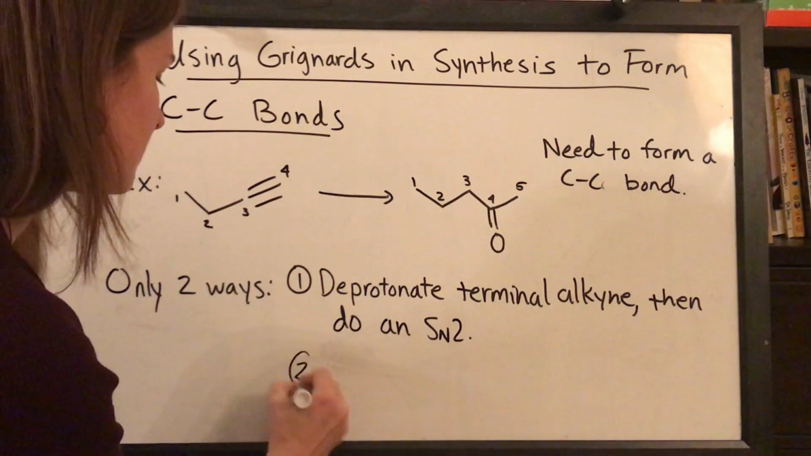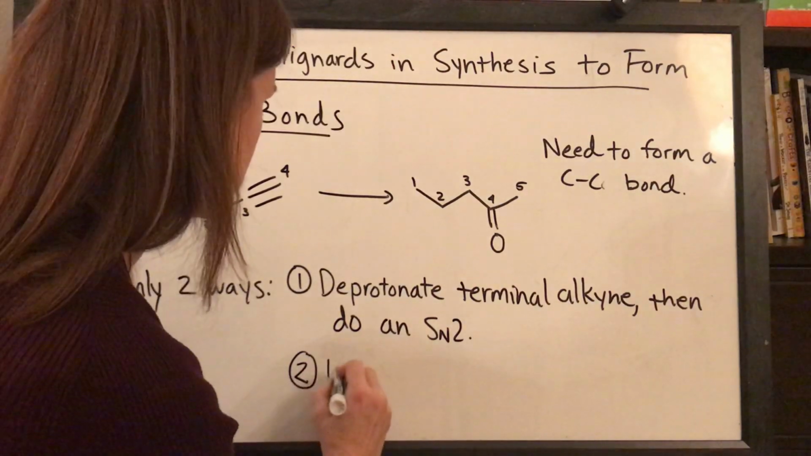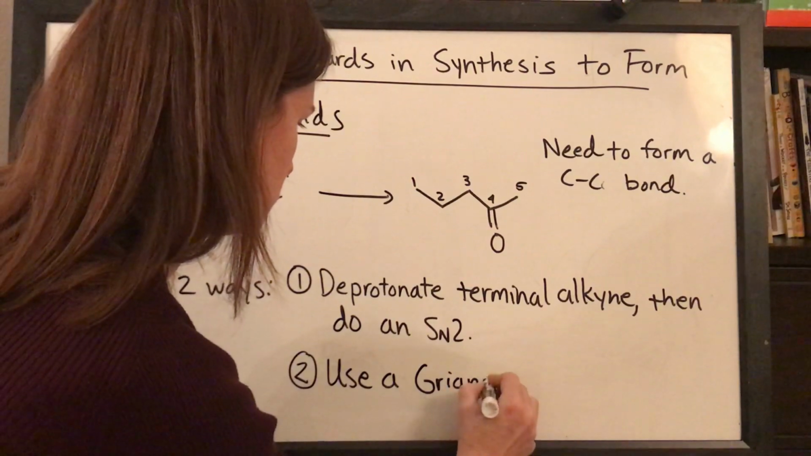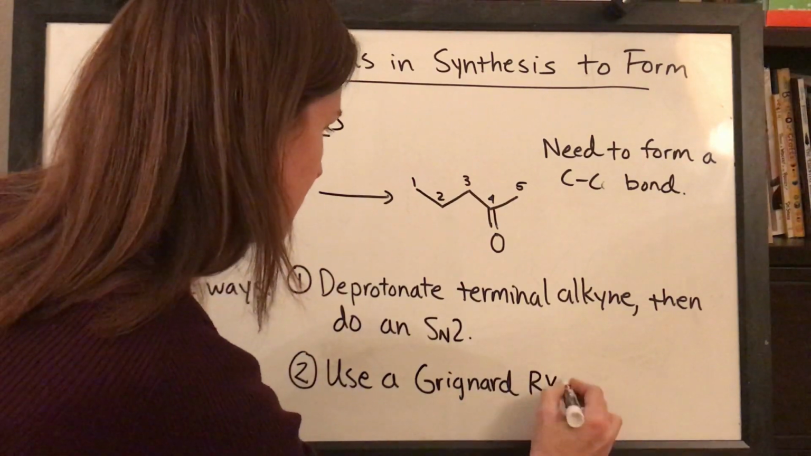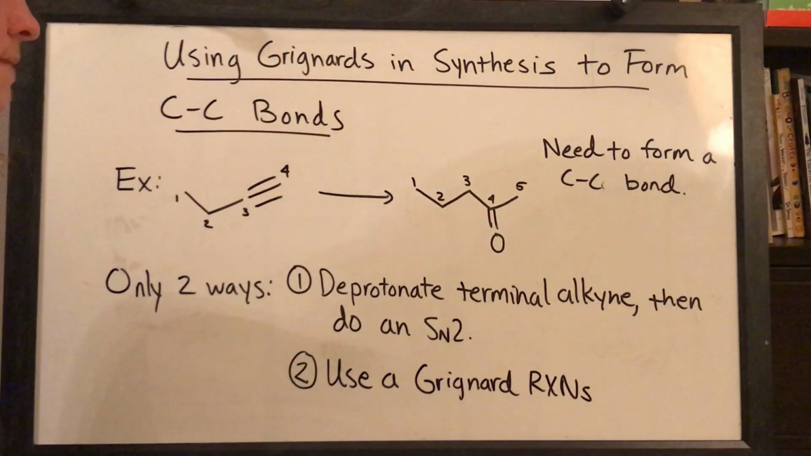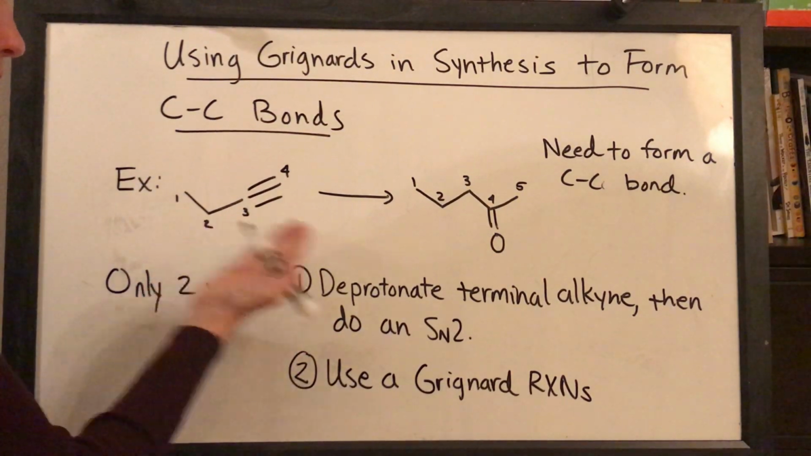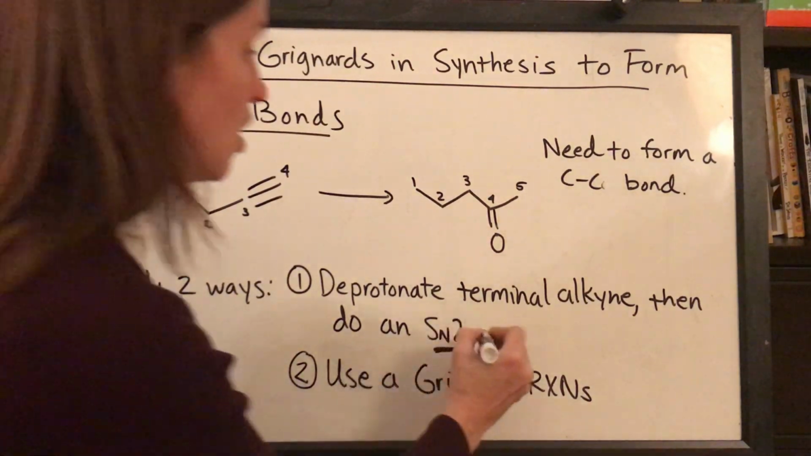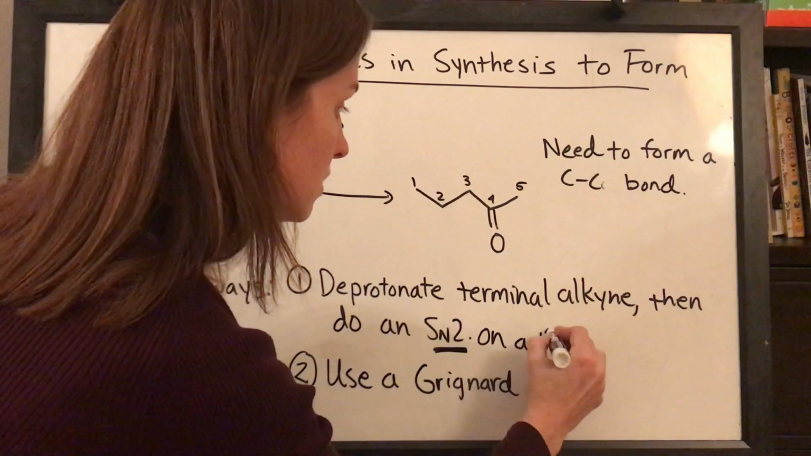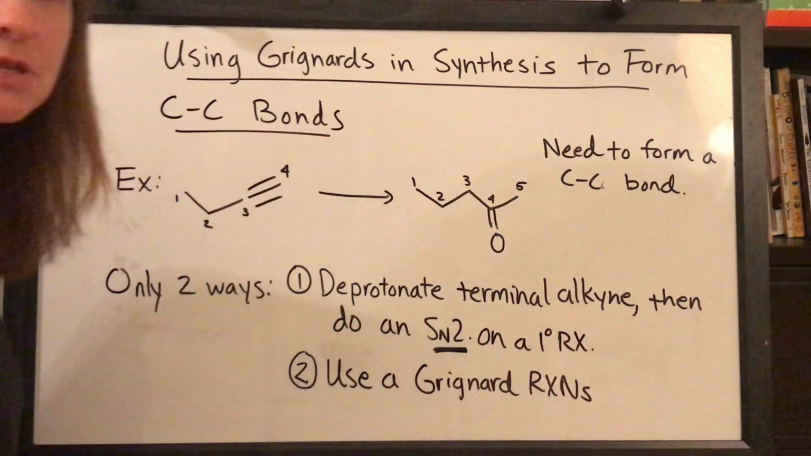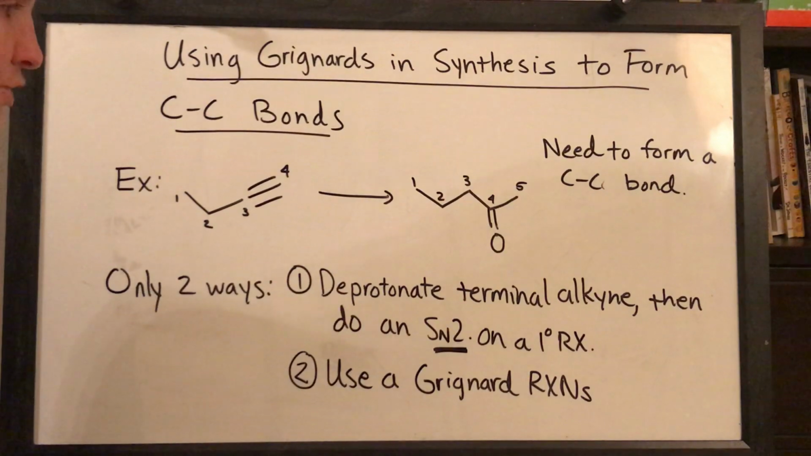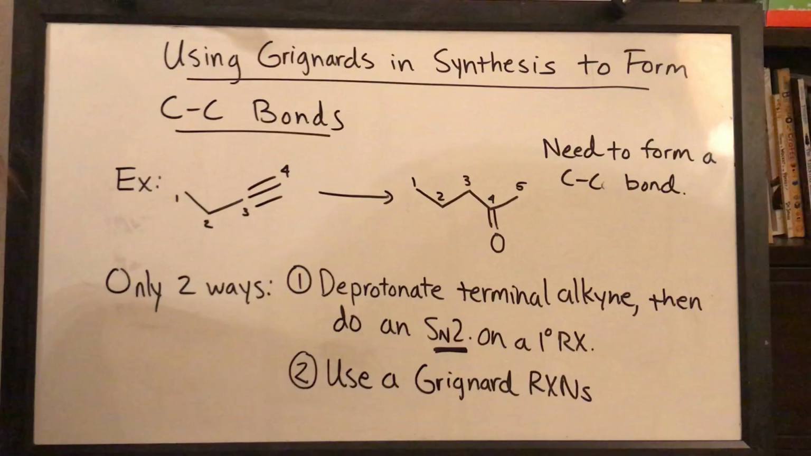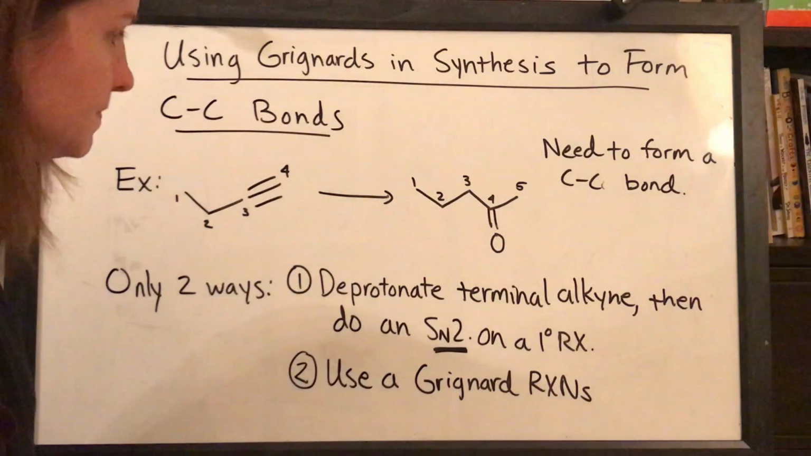The new option that we have in this chapter is that we can use a Grignard reaction. It's not always the best choice, but a lot of times it's more versatile than using the terminal alkyne, because with terminal alkynes you're stuck with the fact that you have to do an SN2 reaction on a primary alkyl halide. So sometimes that's a limiting factor. Sometimes you can't get the steric crowdedness that you need. So let's first look at option number 1 for this reaction and see if it works, and then we'll compare that to option number 2.